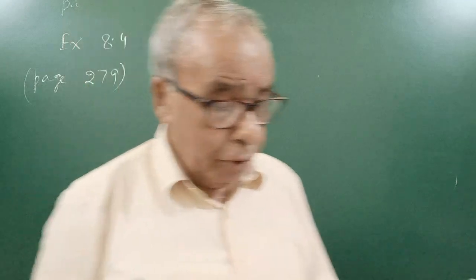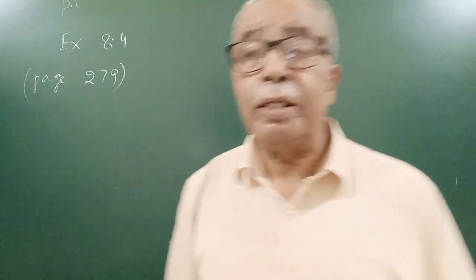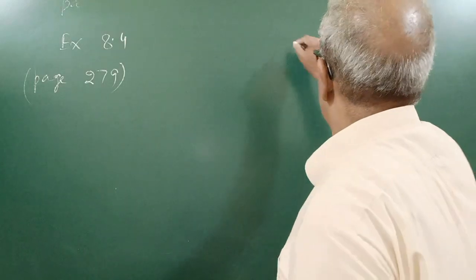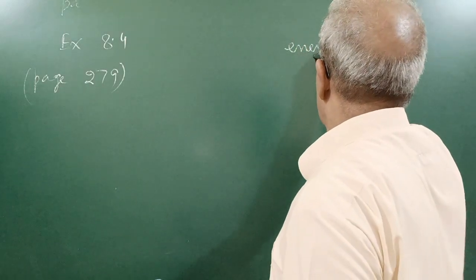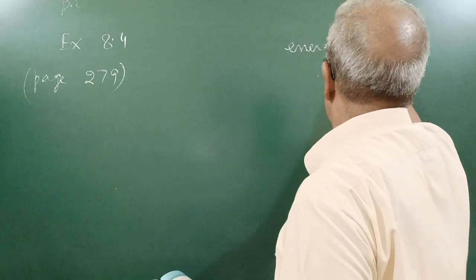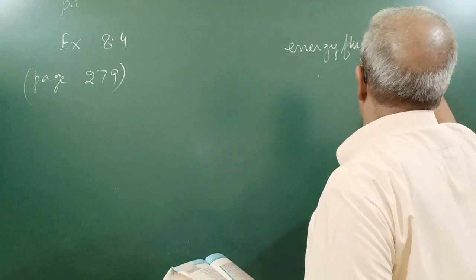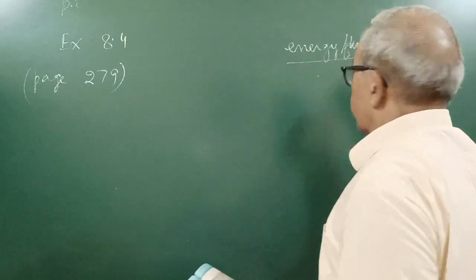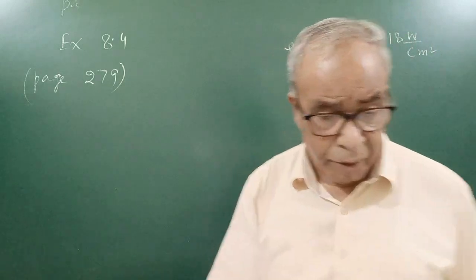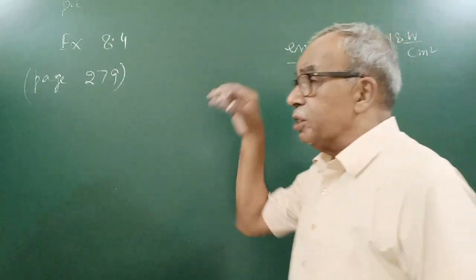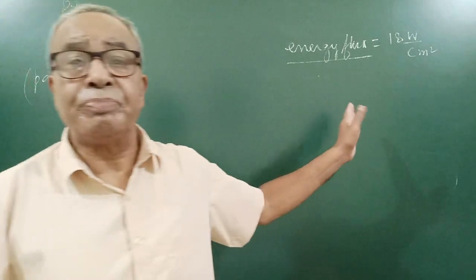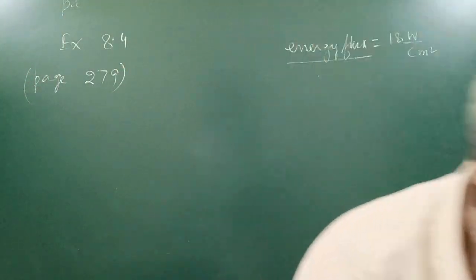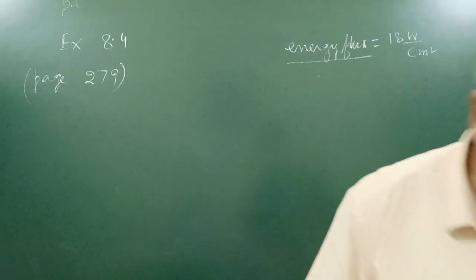Light with an energy flux of 18 watt per centimeter square. देखो कैसे नाम देते हैं, energy flux. If we don't explain what the flux is: actually the amount of energy falling per area per time, intensity है. Intensity of light falling is 18 watt per centimeter square, falling on a reflecting surface.